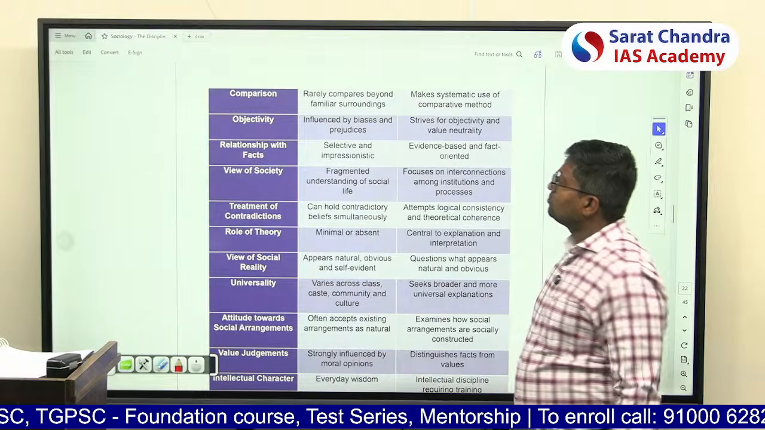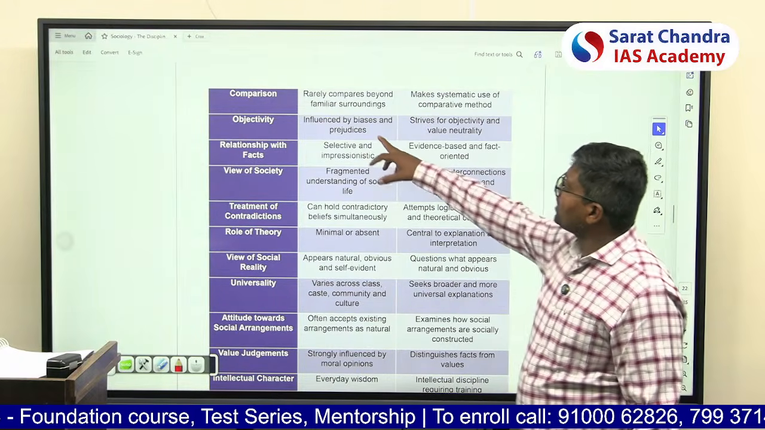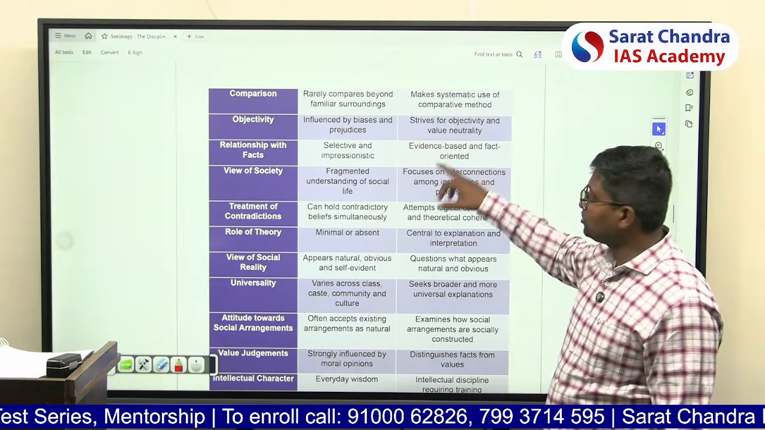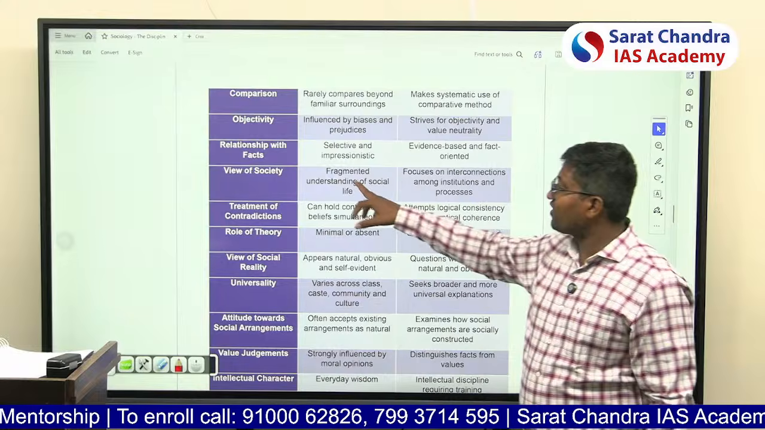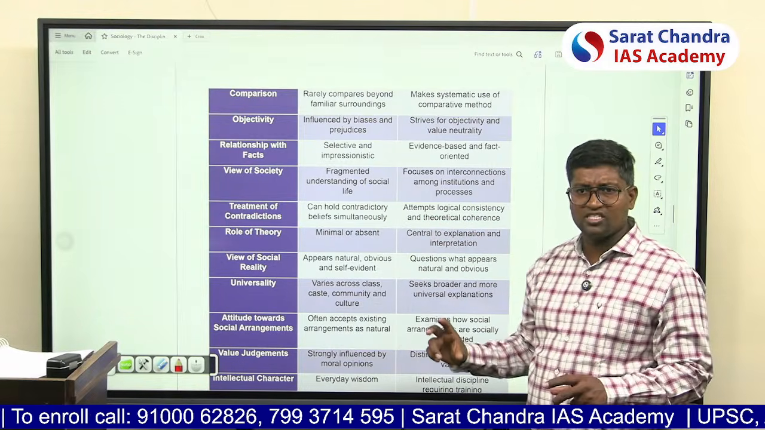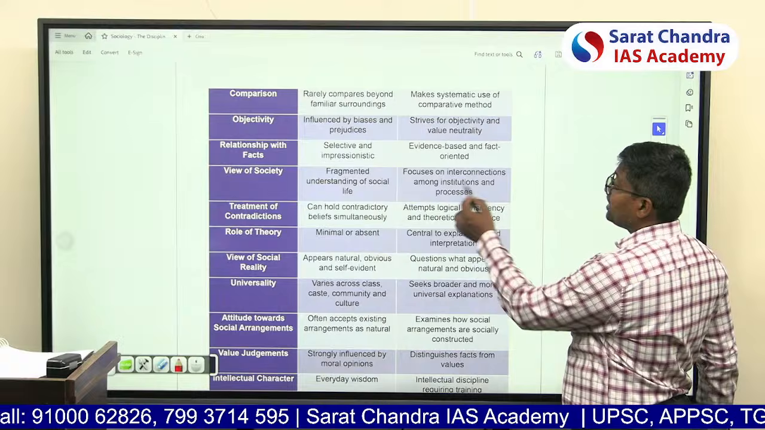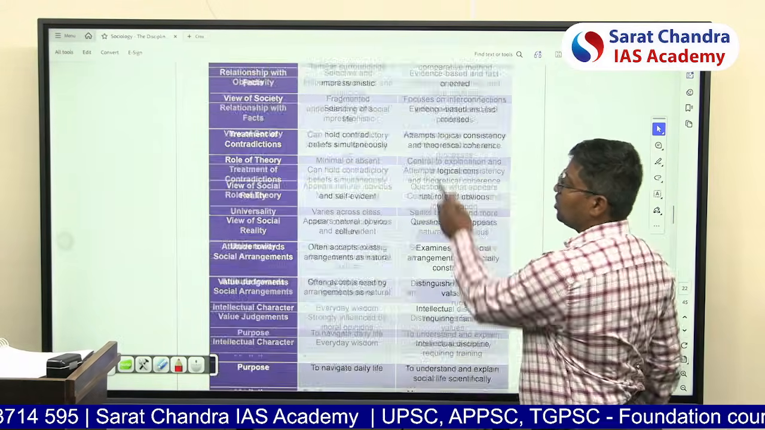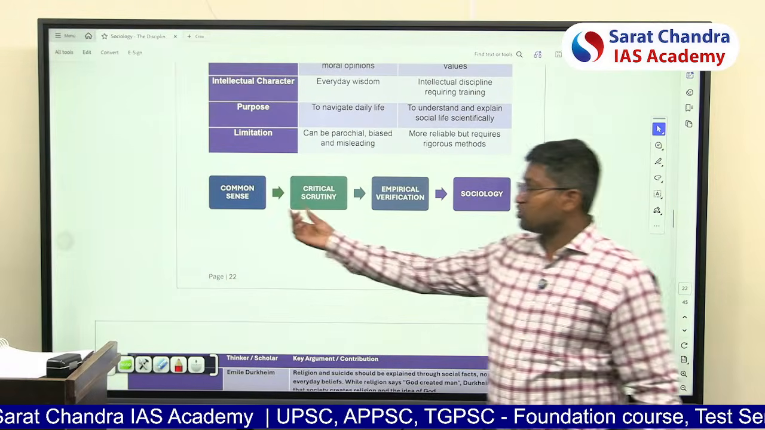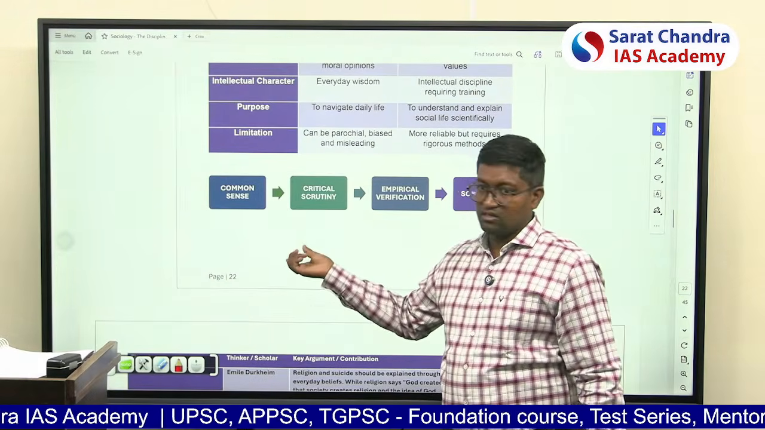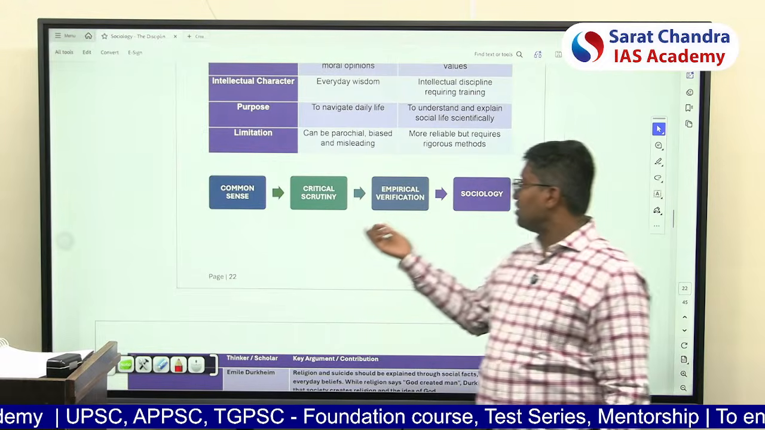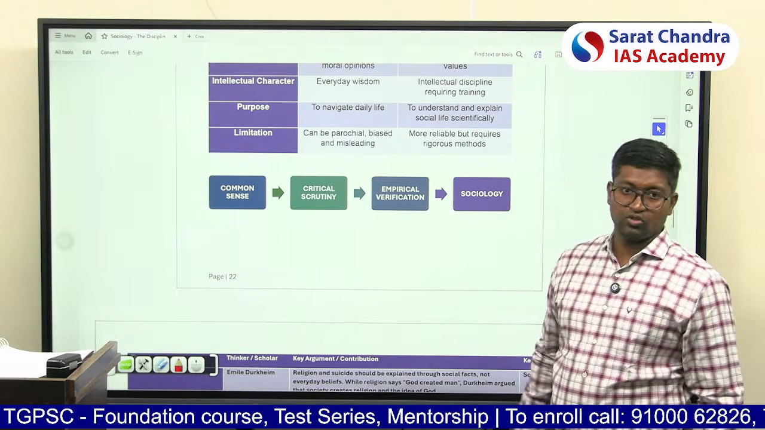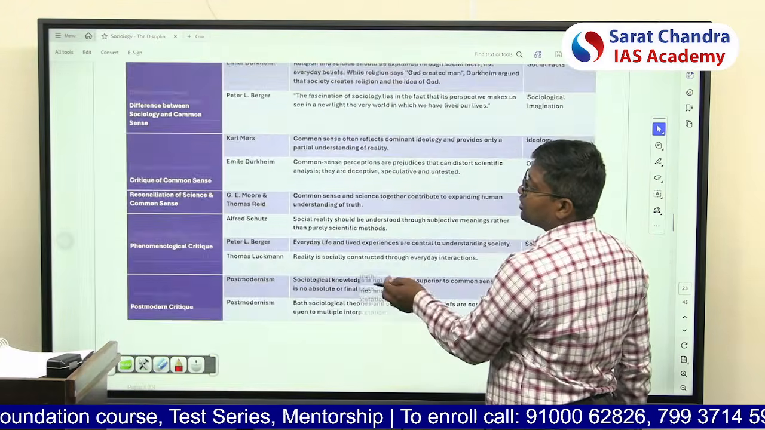Common sense is influenced by biases and prejudices, while sociology strives for objectivity and value neutrality. Common sense gives a selective, fragmented understanding of social life, while sociology focuses on interconnections among institutions and processes. This is how you need to understand. When common sense is subjected to critical scrutiny, it gives rise to empirical verification, and it will lead to sociology.